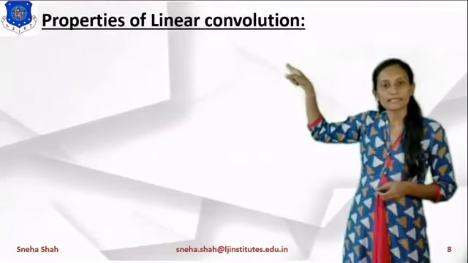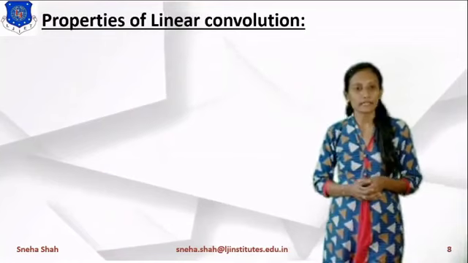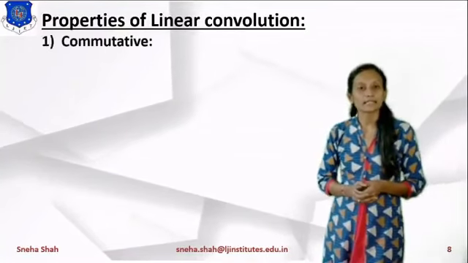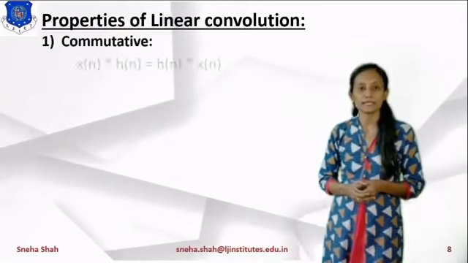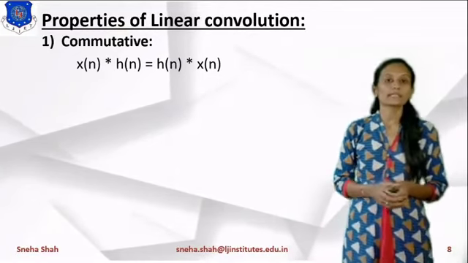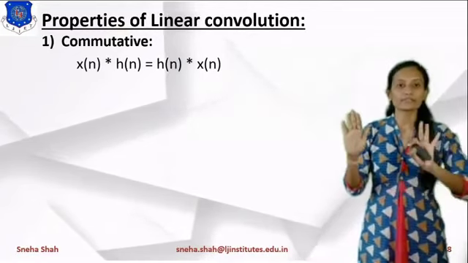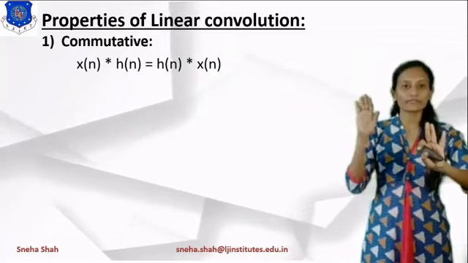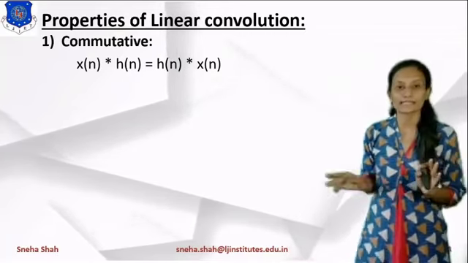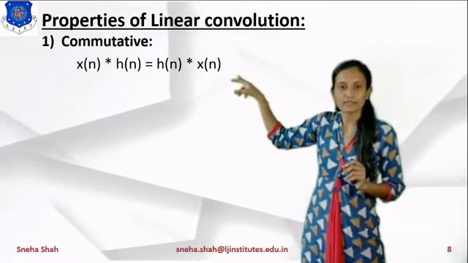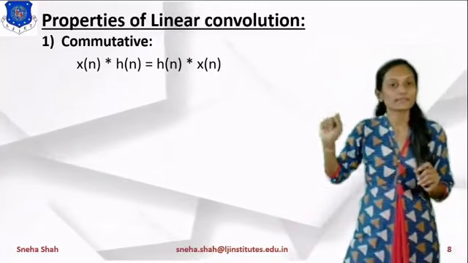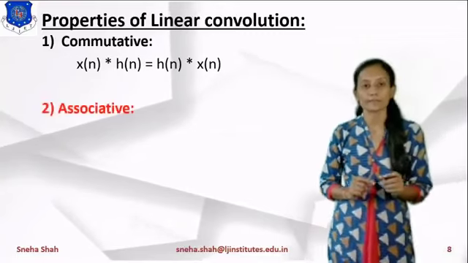Now the next topic is properties of linear convolution. There are basically three properties of a linear convolution. The first property is commutative. What is the commutative property? If we convolve x of n with h of n, or if we convolve h of n with x of n, both will be the same. So x of n convolved with h of n equals h of n convolved with x of n. This will be considered the commutative property.